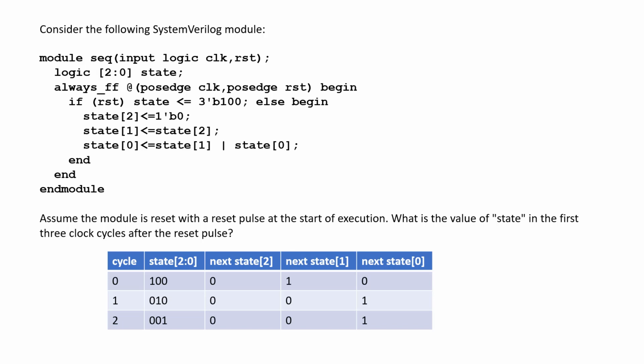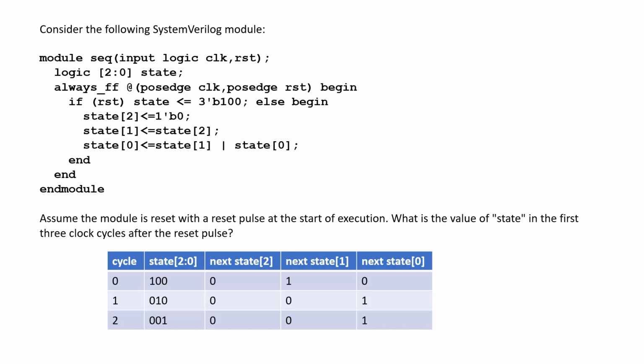And then the next state 0, the last state bit, is current state 1 or current state 0. So we're just going to do an OR of the rightmost 2 bits. So that'll be 0 or 0 is 0. So now you've got 0, 1, 0 that will get carried down to the next row, and that will be our next state value. And so then you repeat the process.